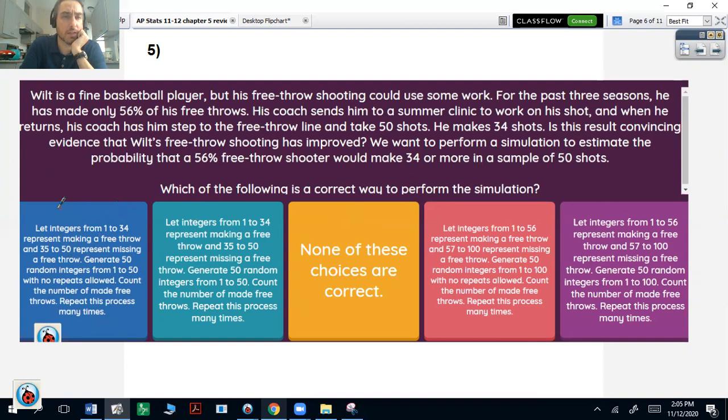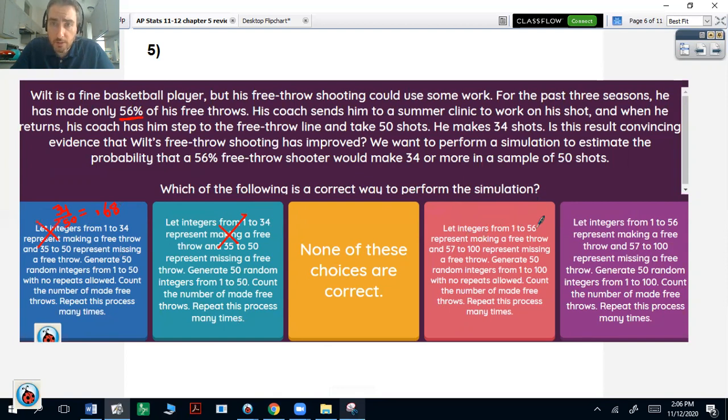So think about this. This is 34 out of 50. That's 0.68. That's not 56. We want to simulate a 56% chance of being made, so it's not going to be this one or this one. Our goal is to look at his original percentage, 56%, and test that over and over again to see if he can get 34 shots made. So let's look at these last two.